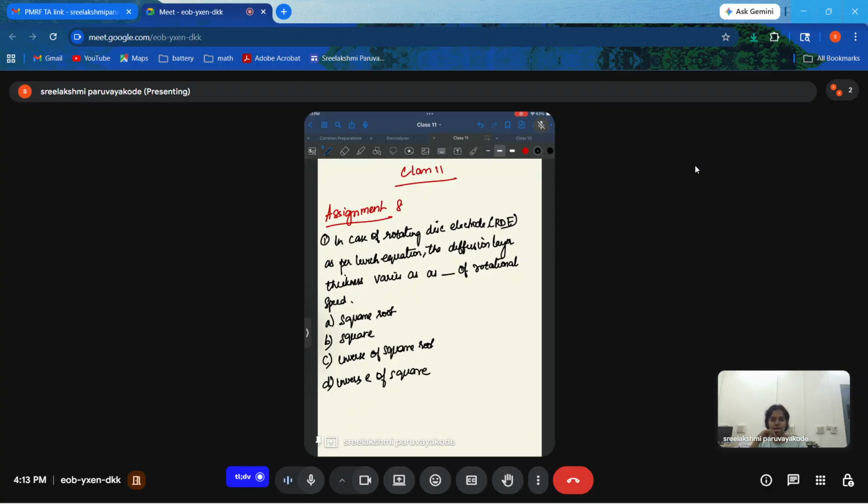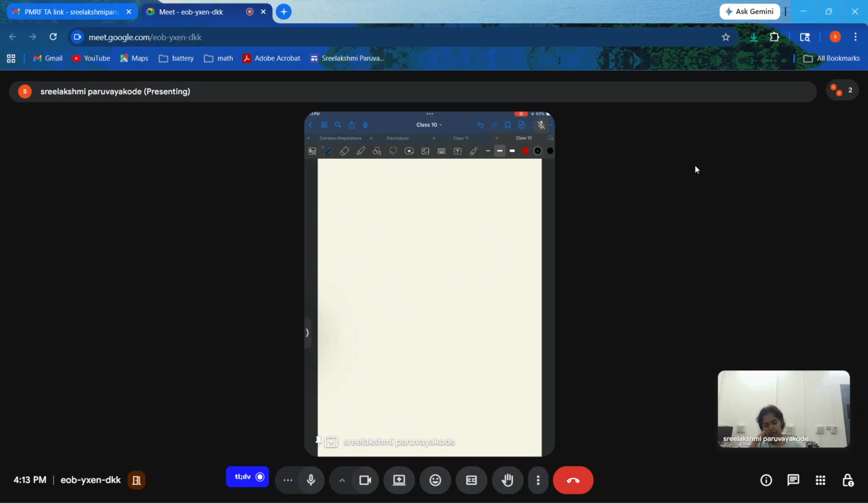So how does it vary in the rotating disk electrode? As per the Levich equation, the diffusion layer thickness varies inversely with the square root of omega, right? There is the equation.